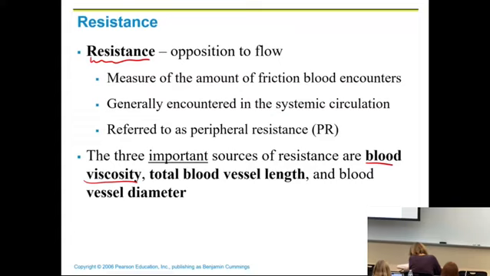Now there are various ways that we try to maintain that, right? We have kidneys and things like that. We have hydration. We have fluid input, fluid output, where we try to maintain that homeostatically. But that's one thing that can happen. Second, blood vessel total length.